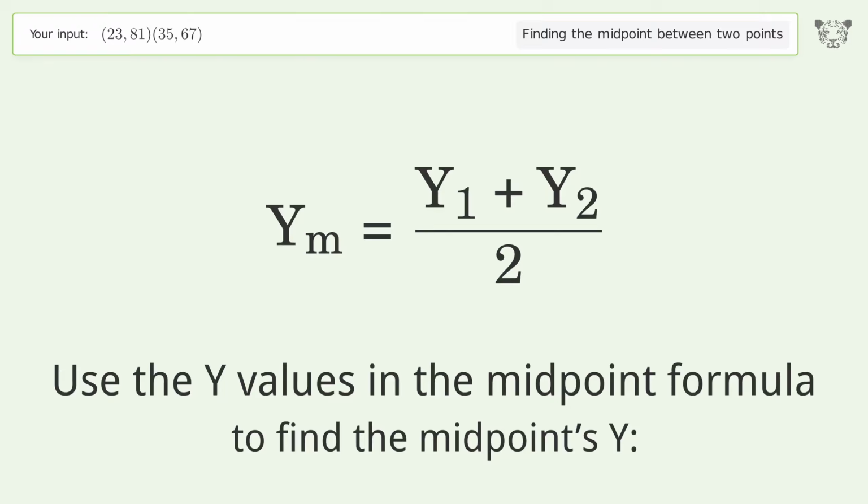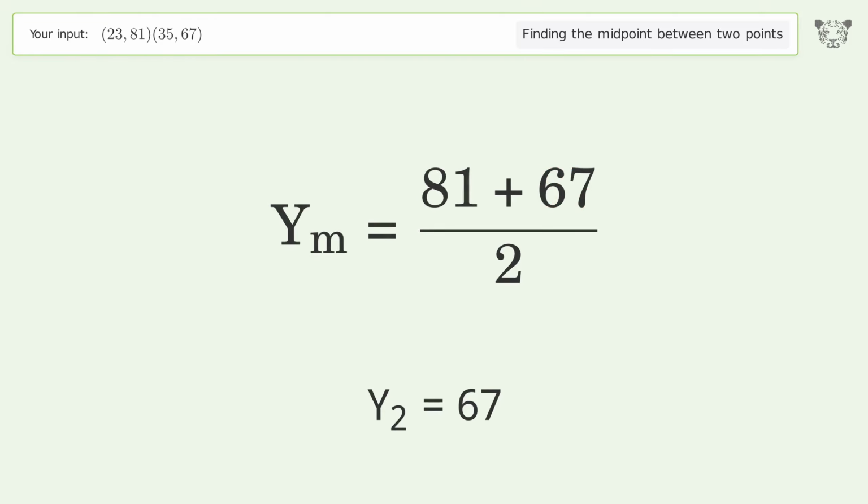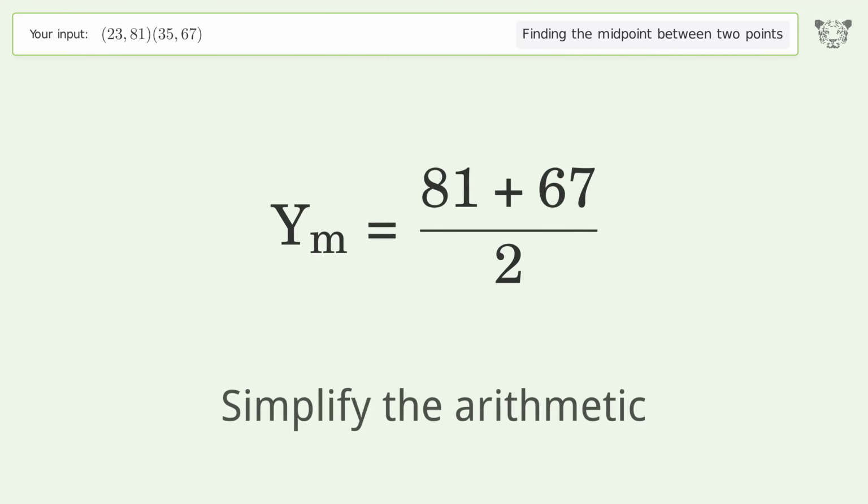Use the y values in the midpoint formula to find the midpoint's y. y1 equals 81. y2 equals 67. Simplify the arithmetic.